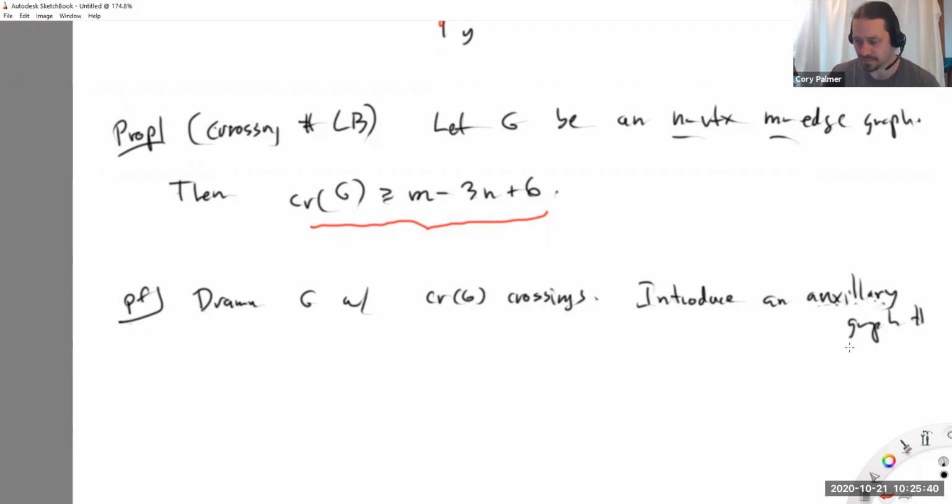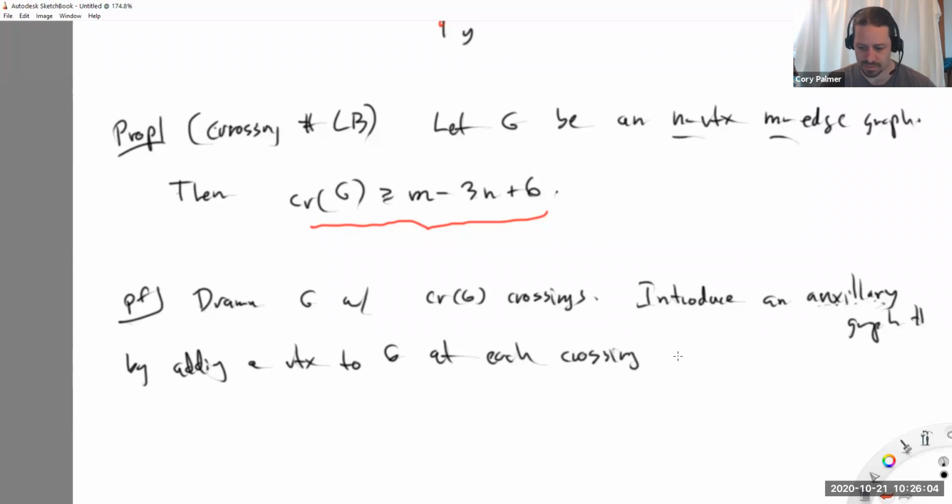All we do is, at every crossing in the drawing of G, we transform that crossing into a vertex and make the incidences in the natural way. So, by adding a vertex to G at each crossing and making the natural incidences. I'll draw an example. Making this formal is obnoxious.